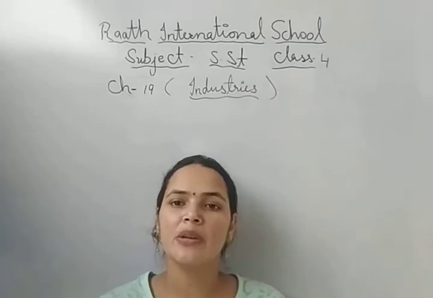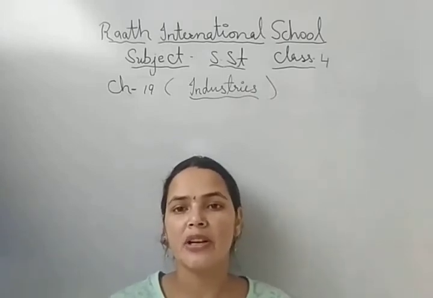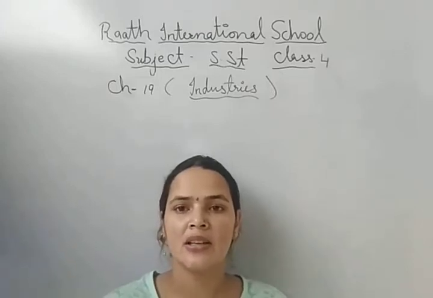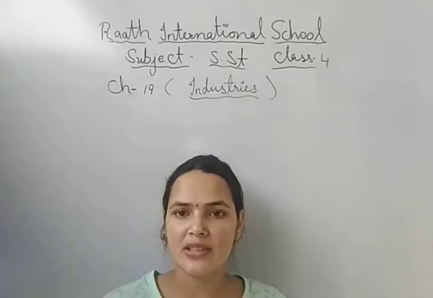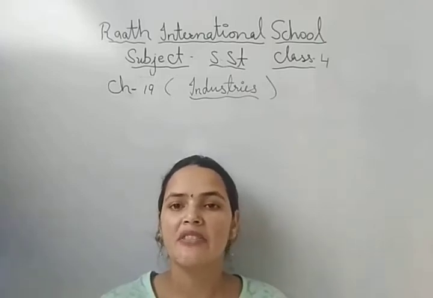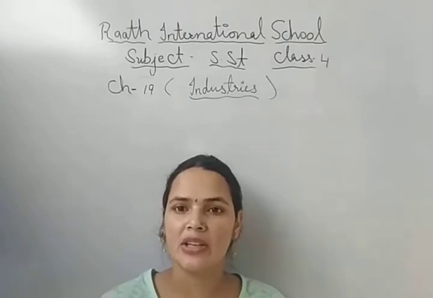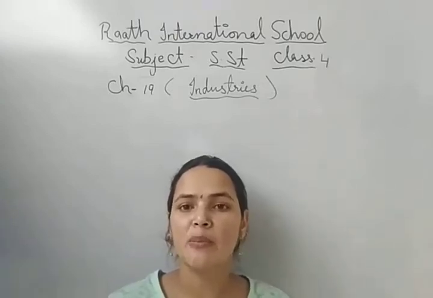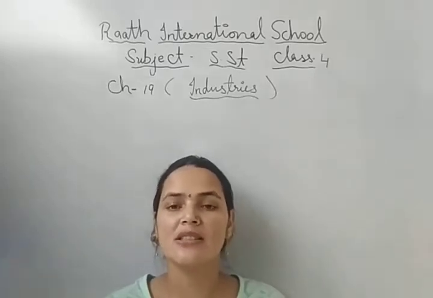So in the chapter number 19 industries, we had discussed about the different kinds of industries: large scale industry, small scale industry, cottage industry, and the various factors which are responsible for the development of a country, that is raw material, power, machinery, capital, human labor, all these things.